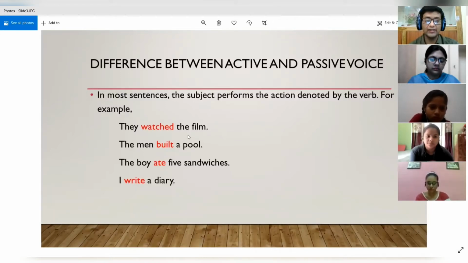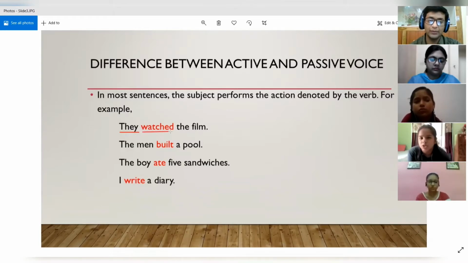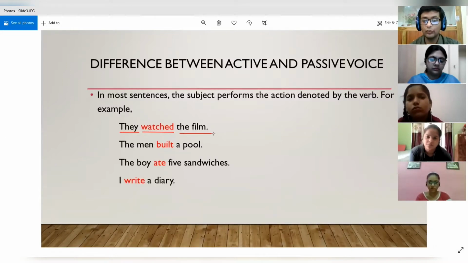Now, in this sentence, you can very easily see that the subject of the sentence is they, right? Any doubt in that? So they is the subject. And what are they doing? They watched the film. So it is a past tense sentence. Basically, the action of watching is being performed by the subject. And what they did, they watched the film. So the film present over here is the object of the sentence.